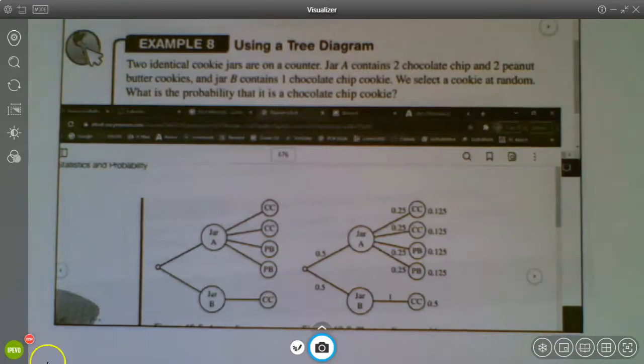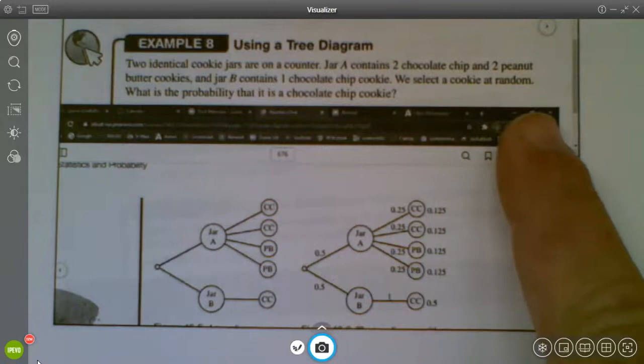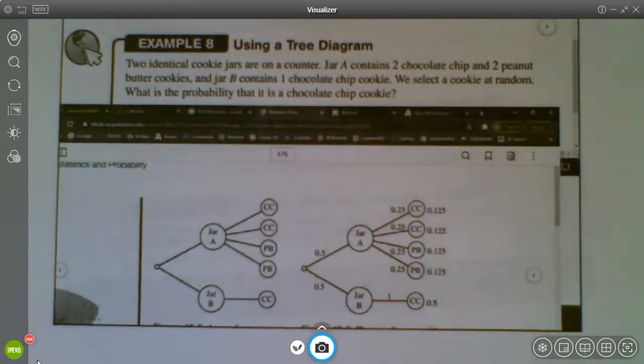I don't know why they would want to lay out all 4 of those, because if you had a whole bunch of cookies in there, that tree would get real ugly really fast. So I wouldn't spread them out. It's better to do them in groups, like the way we did the first one. So anyway, there comes the layout, and now they say, okay, select a cookie at random. What's the probability that it's chocolate chip?